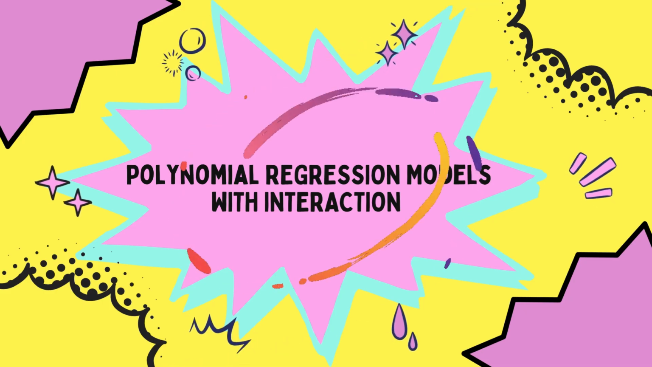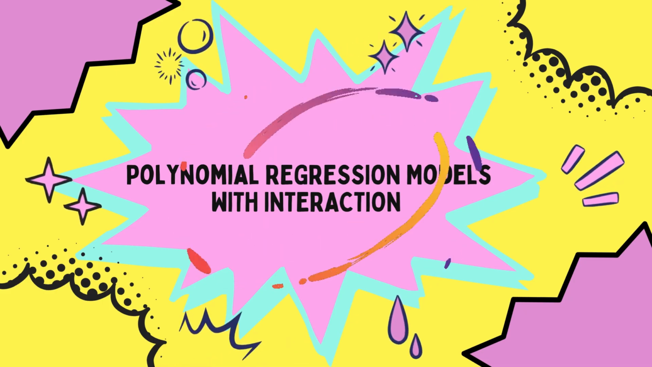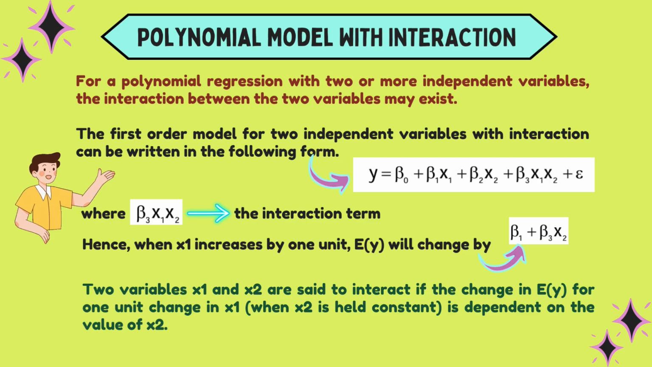Besides, we also have polynomial model with interaction term. For a polynomial regression with two or more independent variables, the interaction between the two variables may exist. The first-order model for two independent variables with interaction can be written in the following form. Thus, two variables x1 and x2 are said to interact if the change in E(Y) for one unit change in x1, when x2 is held constant, is dependent on the value of x2.